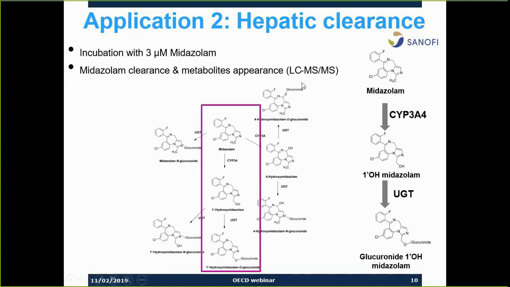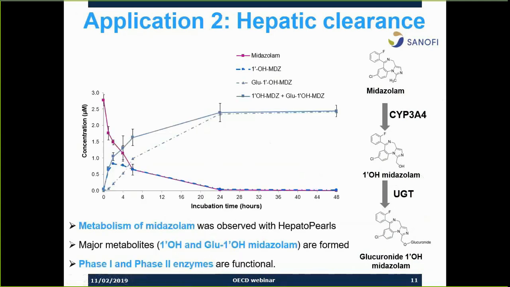We then use hepatopers to assess the clearance of a well-known drug, midazolam, in a specific pathway with first hydroxylation by the CYP3A4 enzyme before a conjugation by an enzyme of the UGT family. So, still with Sanofi, we use liquid chromatography tandem mass spectrometry to analyze the metabolism of midazolam and the appearance of the first and the second metabolites at different time points during 48 hours.